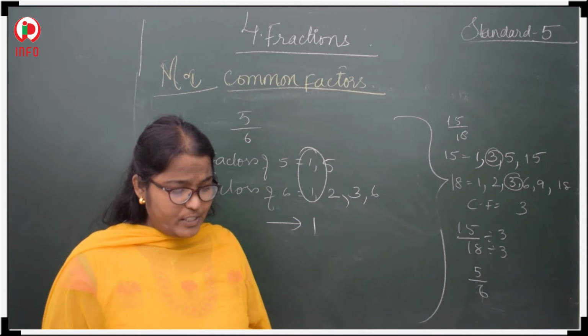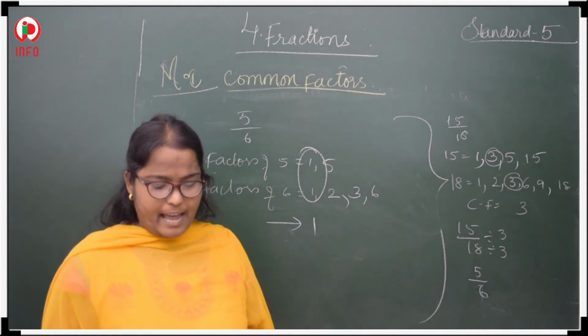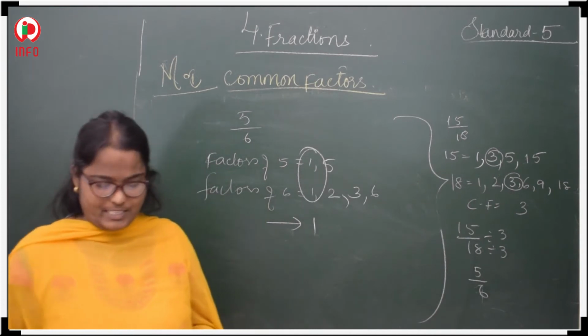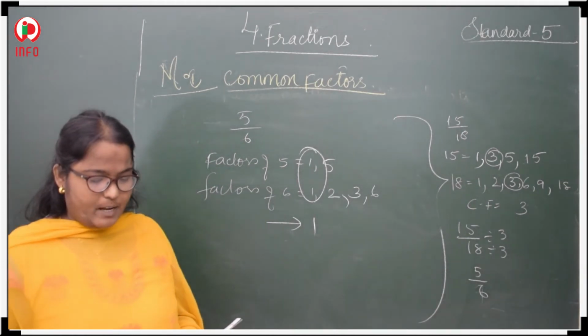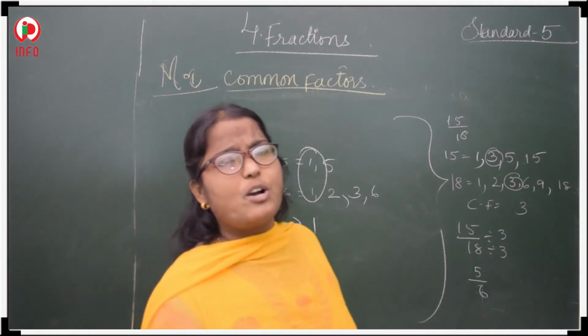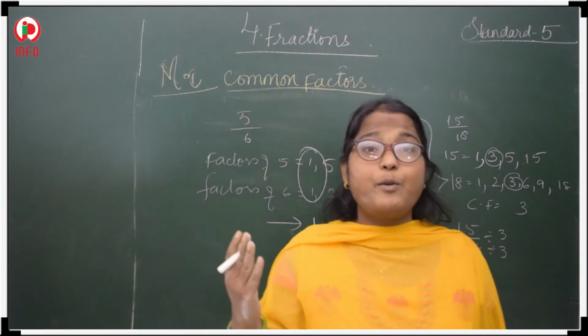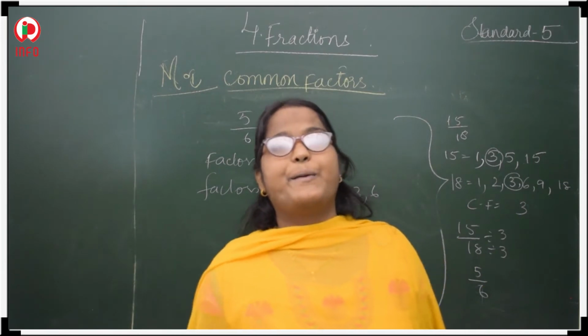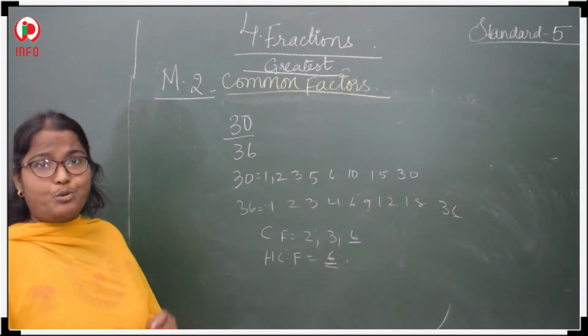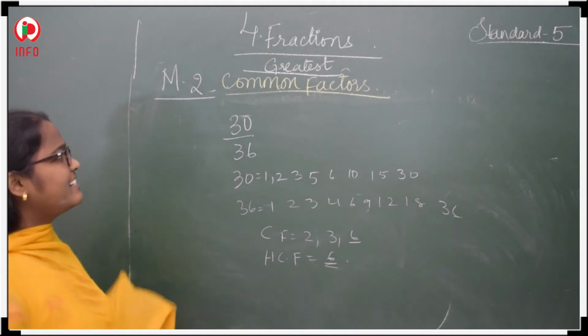Until we reach that point, what would happen if, instead of dividing the numerator and denominator step by step toward the lowest term, we started with the greatest common factor? Why are we using this method? It is taking a long process. For that, we go with the next concept, greatest common factor. So the next important concept is method 2, greatest common factor.